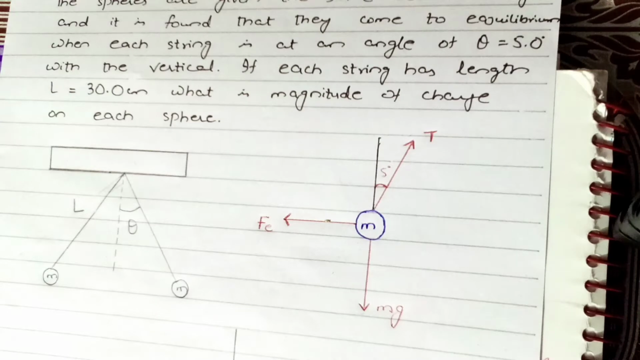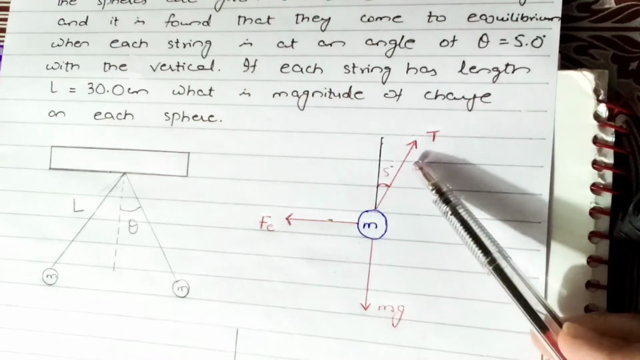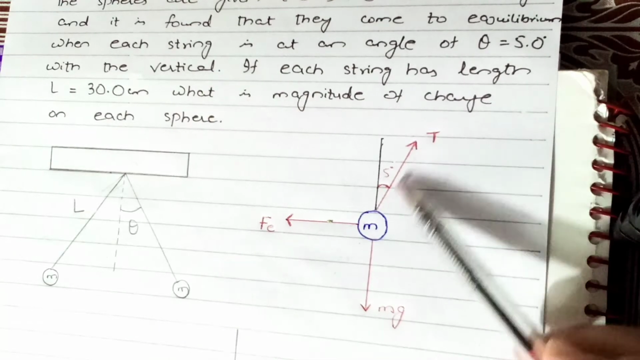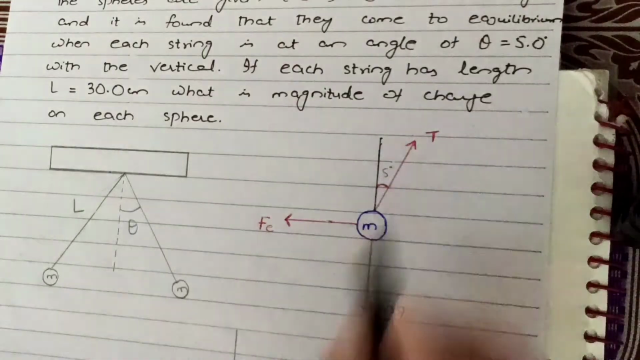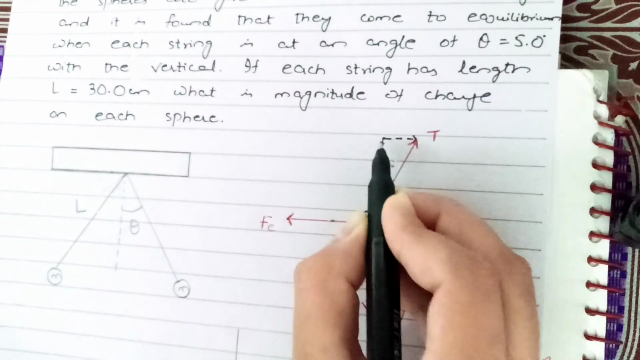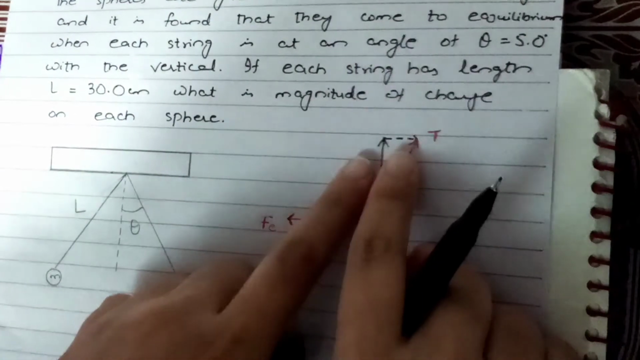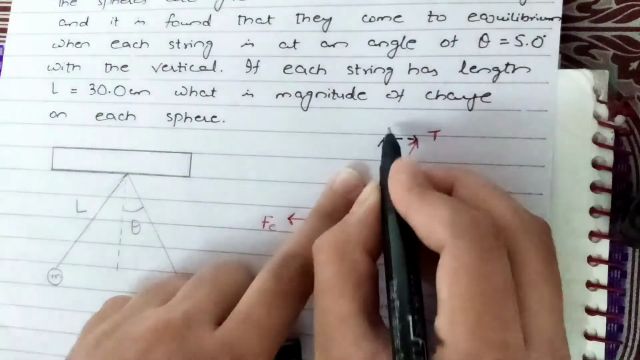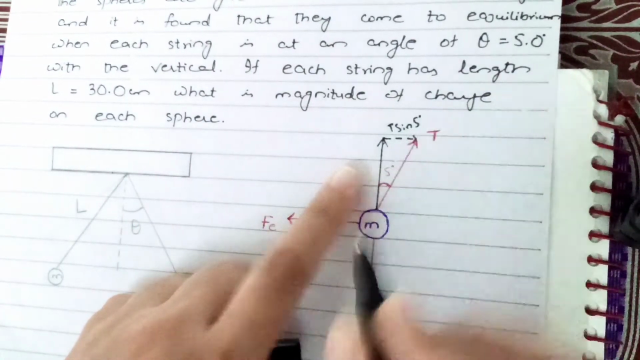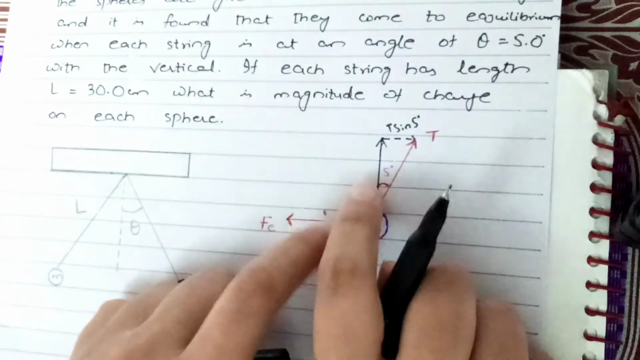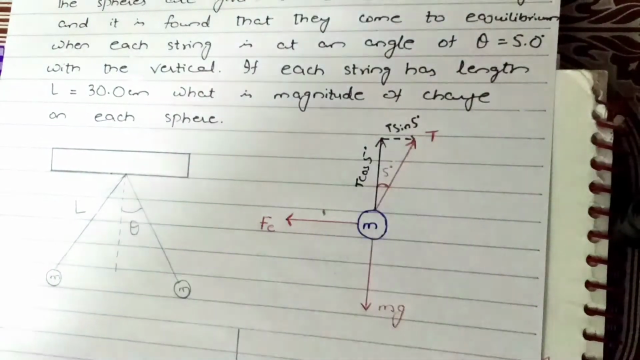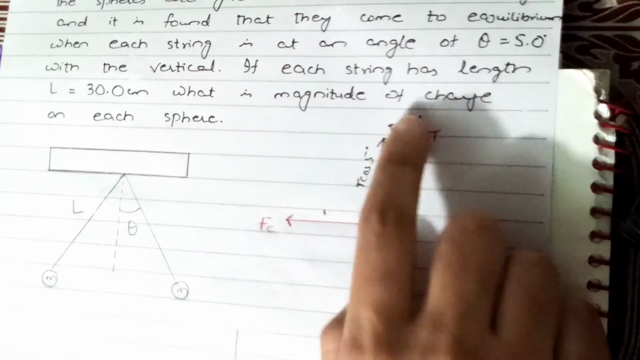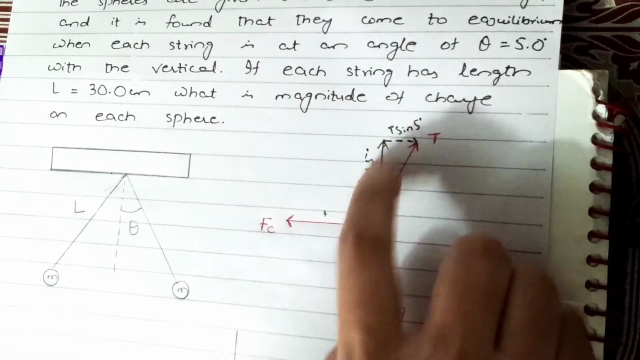And we need to do one more thing in it. We have to split this tension into its components. So let's just split this tension into its components. So how can we do it? Here is my first component and this will be my second component. Because this one is opposite, it will be T sine 5 degrees, and this one is adjacent to the angle, so it will be T cos 5 degrees. Right, students? So after splitting this tension into its components, we don't need this anymore. We will work with these components only.